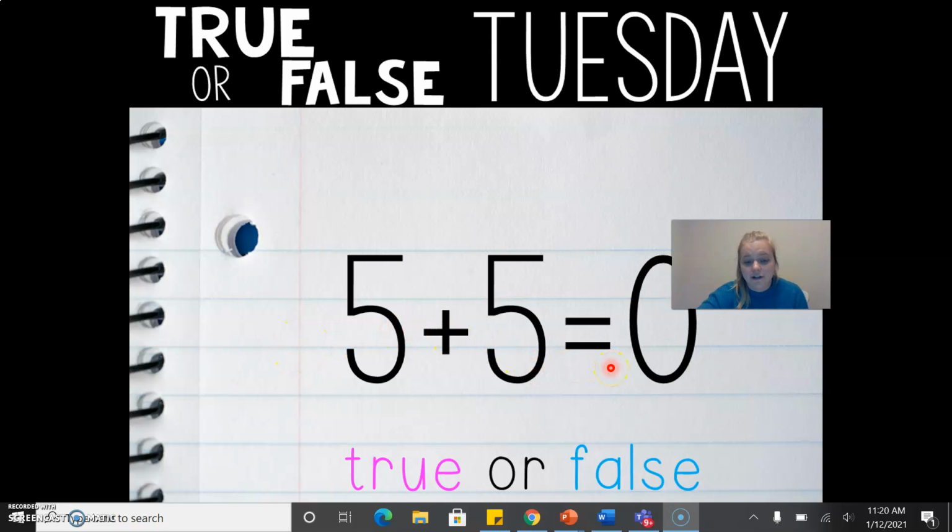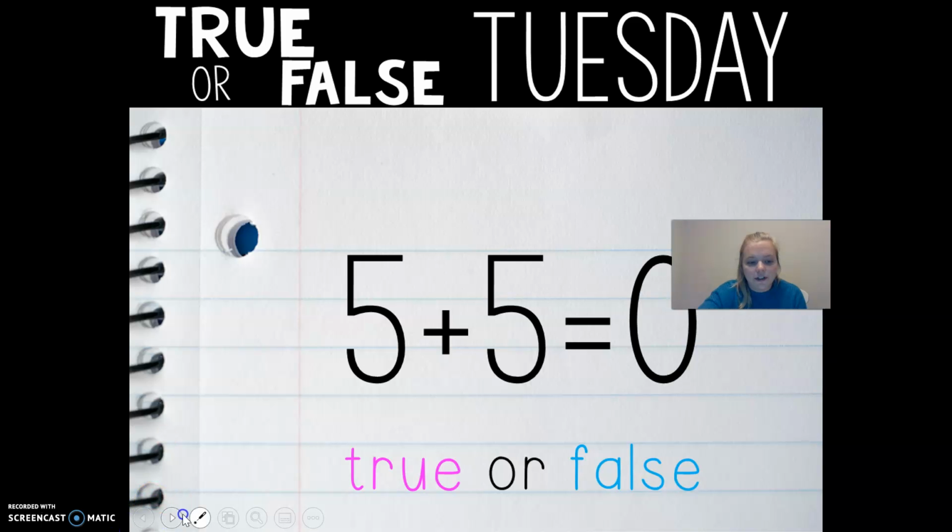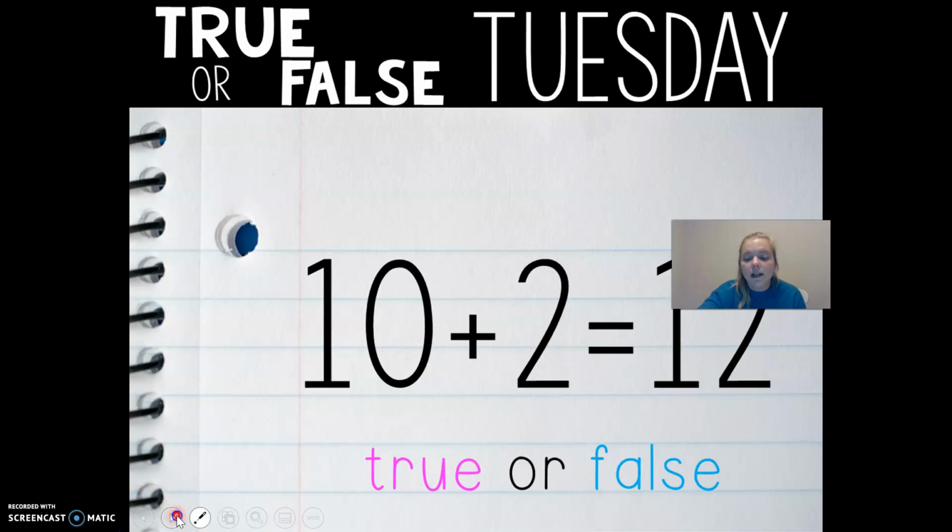You can pause it to figure this one out. Yep, this one's false. 5 plus 5 equals 10. That's one of our doubles. The next one is 10 plus 2 equals 12. Is that true or false? You can pause to figure it out. Yep, so this one's true. 10 plus 2 does equal 12, because I know that 10 and 2 more is 12.